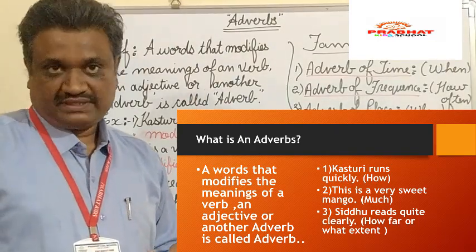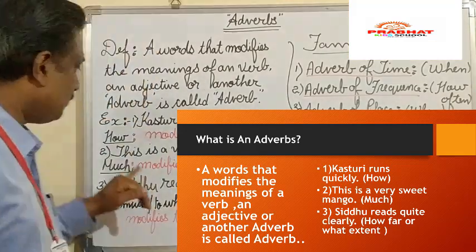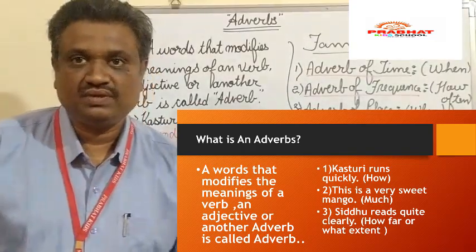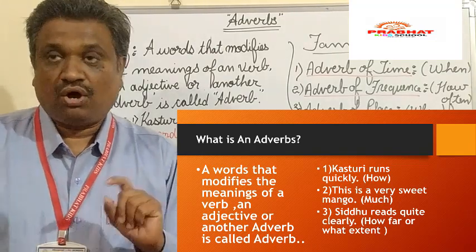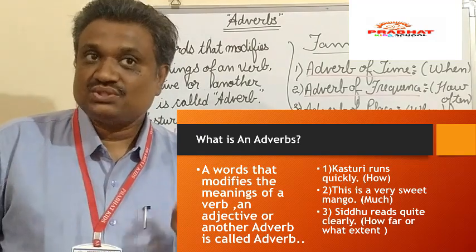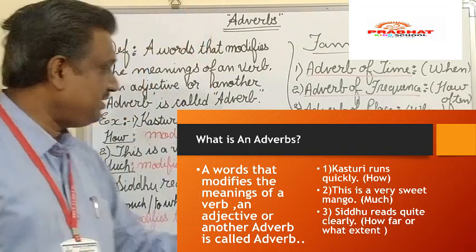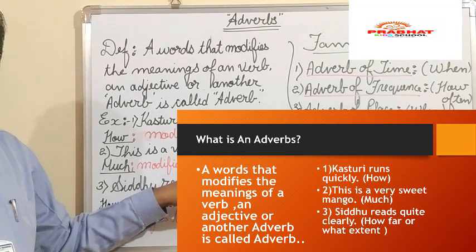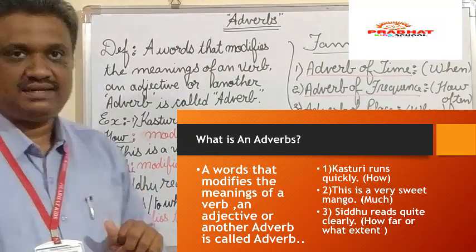Okay, moving forward, the second example that I want to give you. Yes or no? Second example is what, student? This is very sweet mango. Very shows how much, or to what extent, or to what degree the mango is sweet. This very modifies the adjective sweet. What, everybody? Now, moving forward, third example.